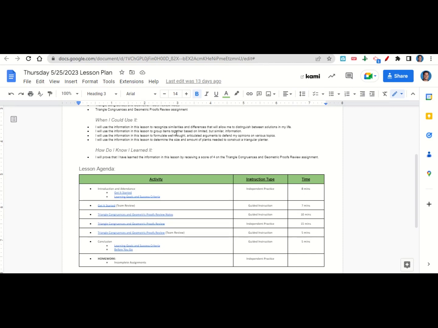After that, we'll go over the Triangle Congruences and Geometric Proofs Review Notes, and then I'll give you time to complete the Triangle Congruences and Geometric Proofs Review Assignment. Once you've completed the assignment, we'll go over it together and answer any questions that you may have. At the end of class, we'll go back over our learning goals and success criteria while you fill out your before you go. Your only homework for tonight is to work on any incomplete assignments that you may have.